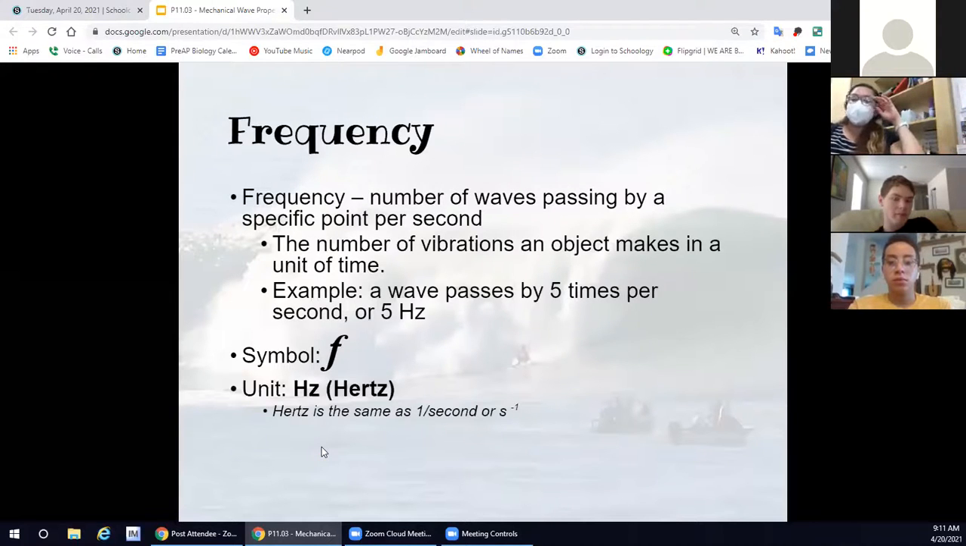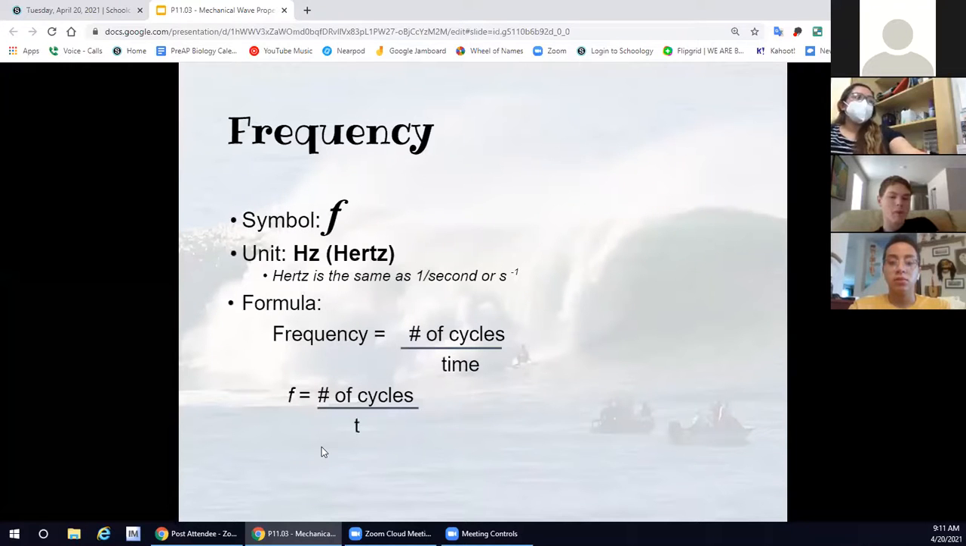Frequency is the number of waves passing by a specific point per second. So time is the time it takes to complete a wave. Frequency is how many waves we have in a full second. Frequency has the symbol of an italicized F, and it's measured in hertz. Again, here's the formula for frequency. It's just flipped from time, period, sorry. We're just flipping these around, but we won't do any math today. We'll do all the math tomorrow.